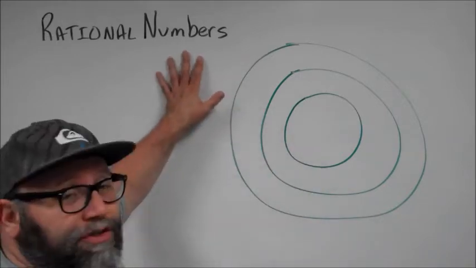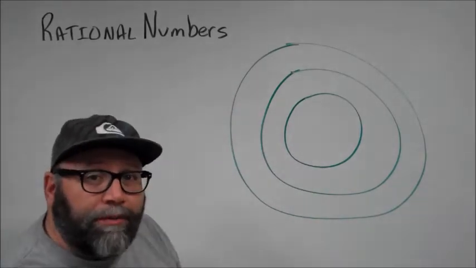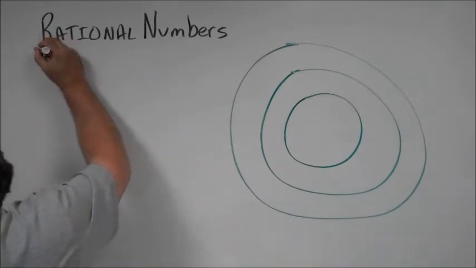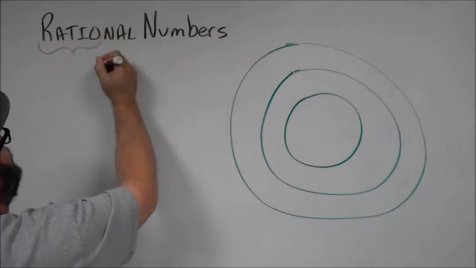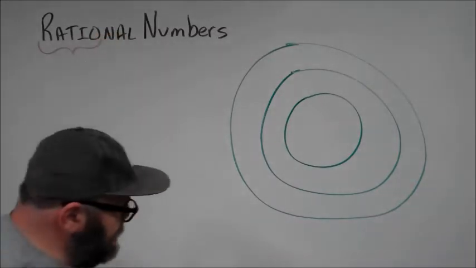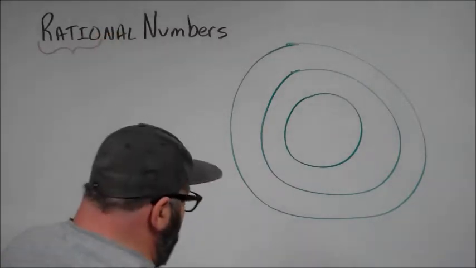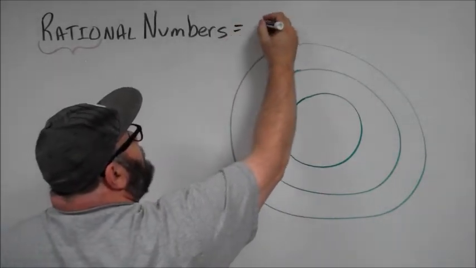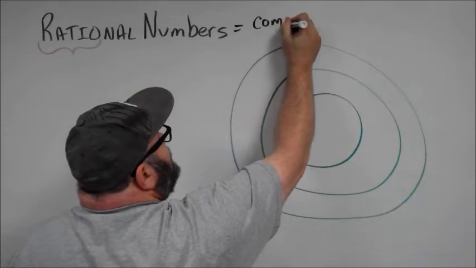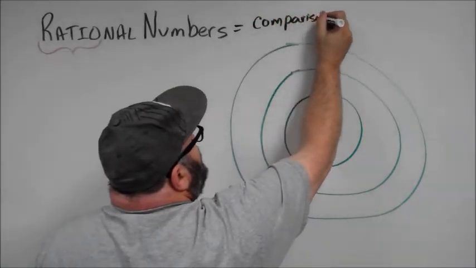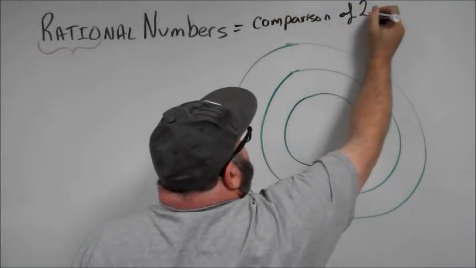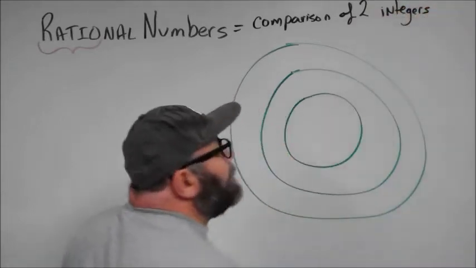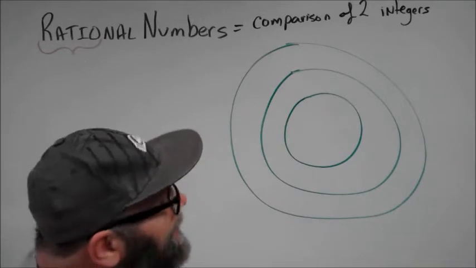So looking at rational numbers, let's just define what rational numbers is. What we notice in the base of that word is the word ratio here. The word ratio is important because that word ratio tells us what we're working with here. It is numbers that can be written as a comparison of two integers, or integers as we usually say.